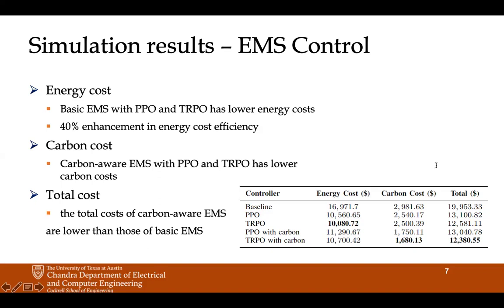To sum up, by considering the advantage of RL algorithms for online decision-making procedures, the proposed carbon-aware EMS can be applied to the real-time operation of building management to reduce both energy and carbon impact.